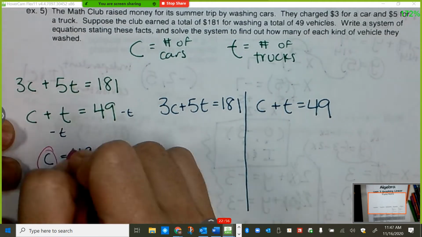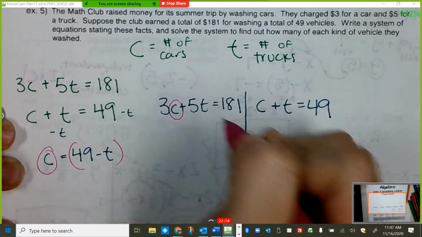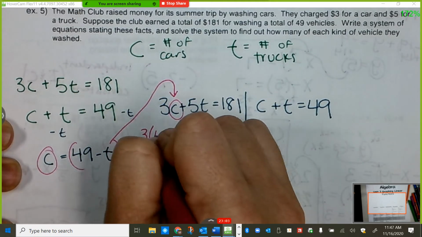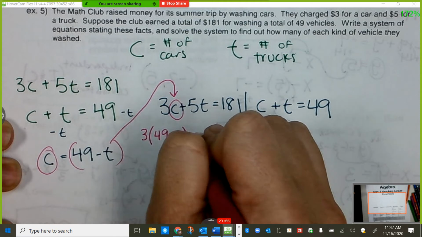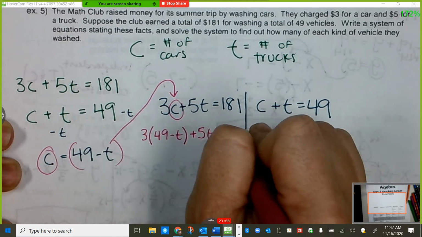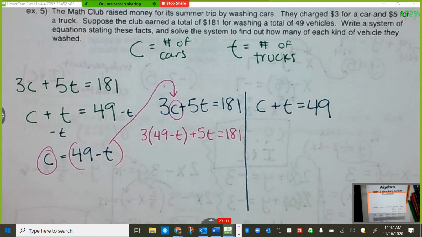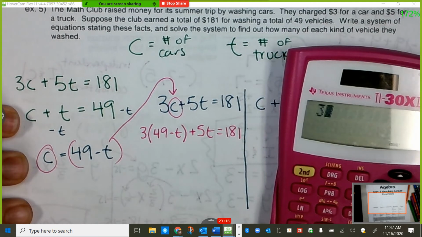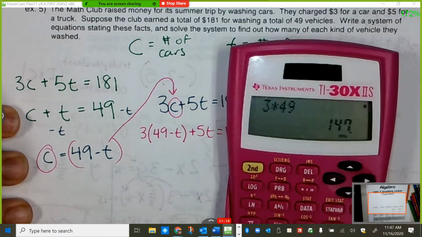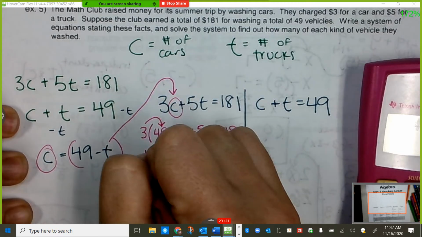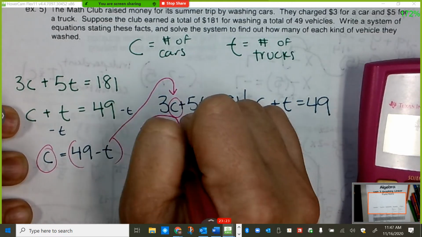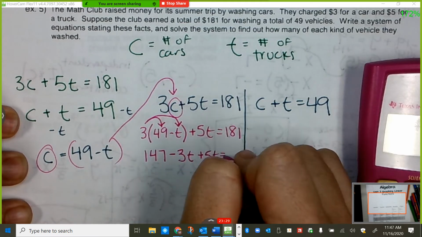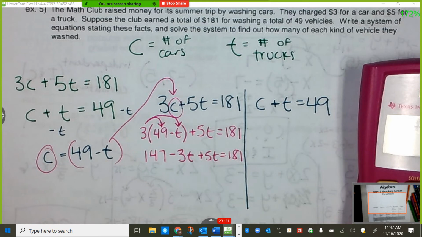So if C equals 49 minus T, I'm going to replace C with 49 minus T. So I get 3 times 49 minus T, plus 5T equals 181. I'm going to distribute 3 times 49, which gives me 147. And 3 times negative T is just negative 3T. Bring down my 5T equals 181. Now what?